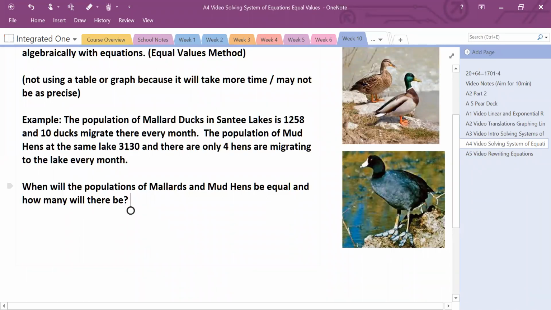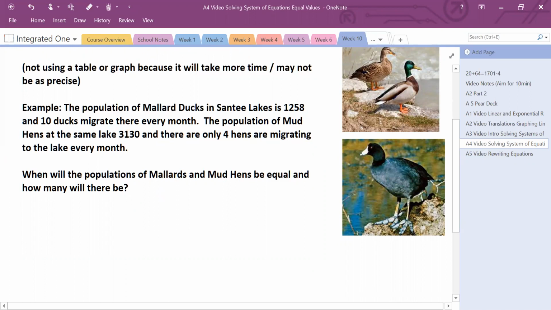So here's our problem. There's a population of mallard ducks in Santee Lakes at 1,258, and 10 ducks migrate there every month. The population of mud hens at the same lake is 3,130, and there are only 4 hens migrating to the lakes every month. When will the populations of mallards and mud hens be equal, and how many will there be?